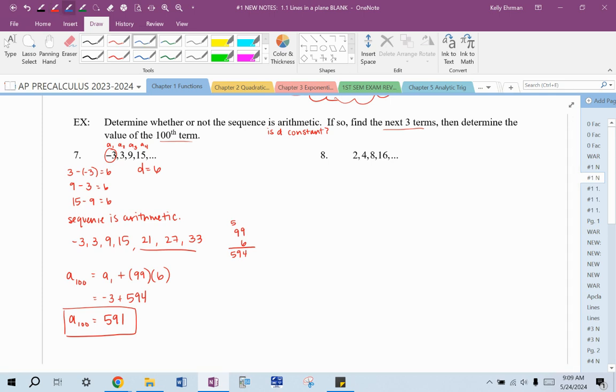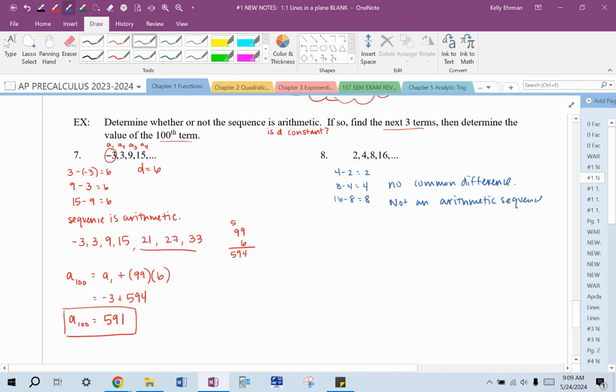What about this one? Do these terms have a common difference? You might notice a pattern in this. Looking at this, it's like, oh, I can multiply by 2 every time. But that means that there's not a common difference, right? 4 minus 2 is 2. 8 minus 4 is 4, so that's a problem. 16 minus 8 is 8. So there's no common difference. In other words, D is not constant. So that means that this is not an arithmetic sequence.